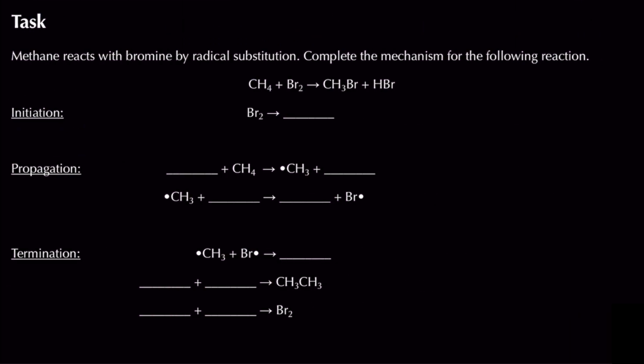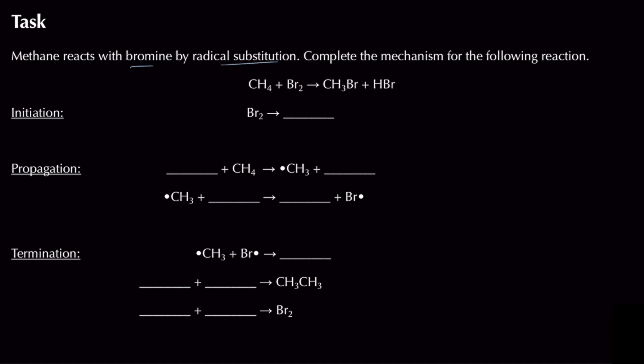Feel free to pause the video on this slightly easier example with some blanks. Resume once you're ready to go over the answers. So in this case, we've got methane that reacts with bromine by radical substitution. We know, of course, that's our reaction mechanism, because there's lots of different types of reaction mechanisms you're going to deal with in A-level chemistry. We're asked to complete the mechanism for the following reaction.